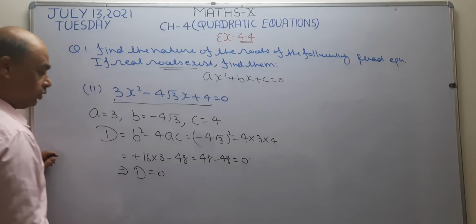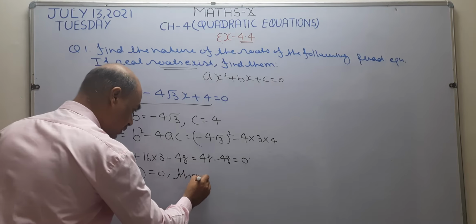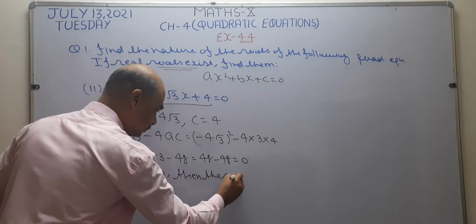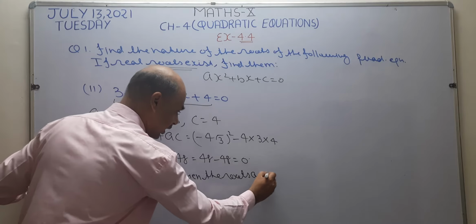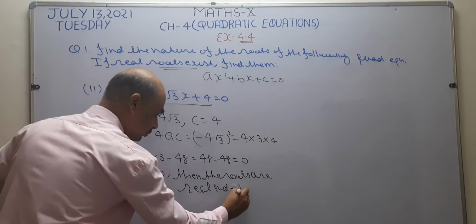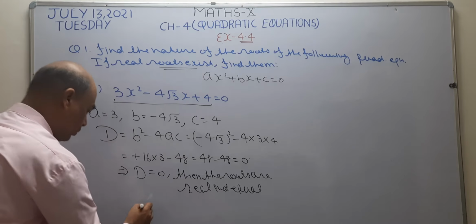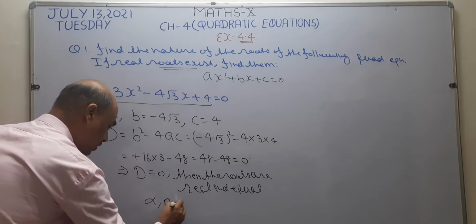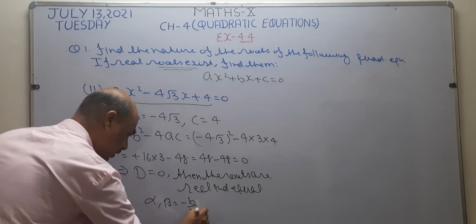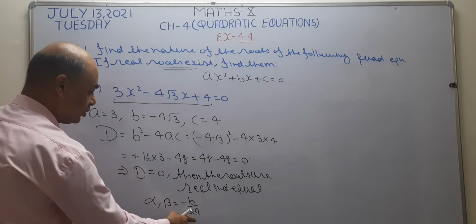When D is equal to 0, then the roots are real and equal. Means alpha and beta both have the same roots. Means alpha and beta is equal to minus b by 2a. To find the equal roots when D is equal to 0, the formula is minus b by 2a.